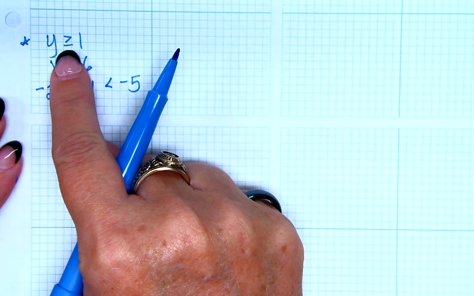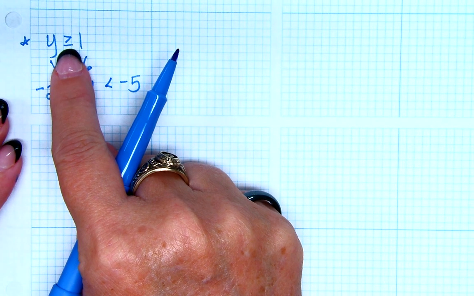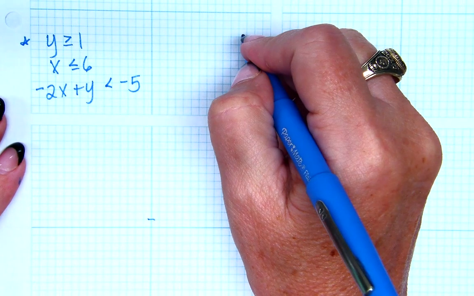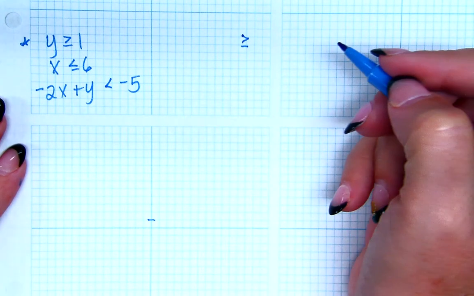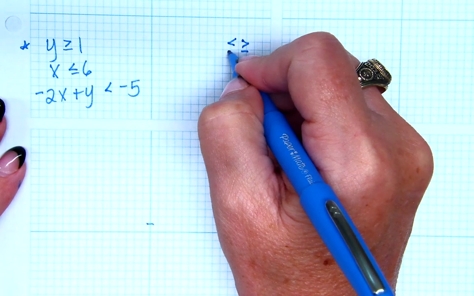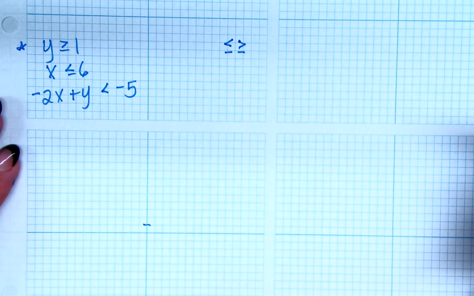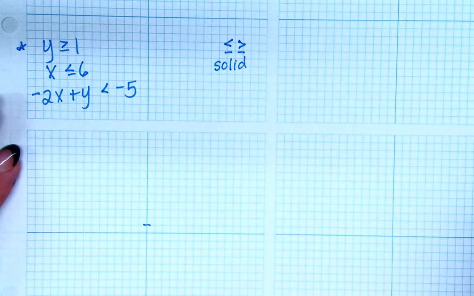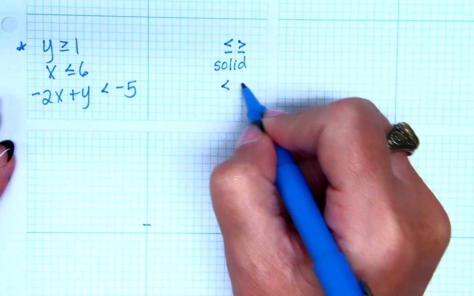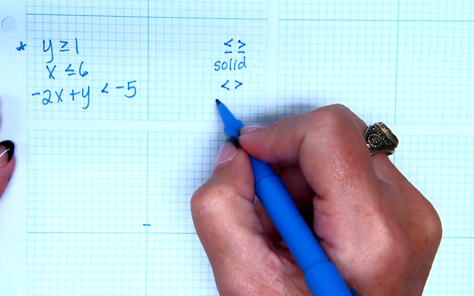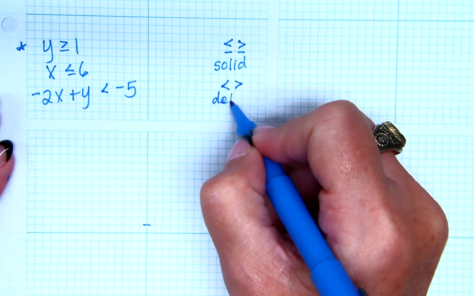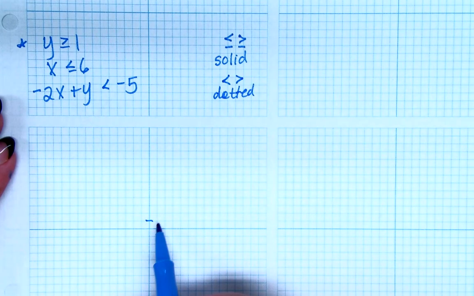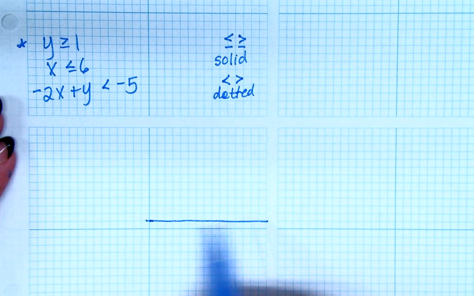Now, we have to be careful because I don't need to draw it right away. I need to look at some context clues that are here. Do you notice that it is a greater than or equal? Greater than or equal or less than or equal is a very specific kind of line. It is a solid line. That means if it's less than or greater than, what kind of a line is it? Dotted. Okay? So this one is a solid line, so it crosses the y-axis at 1.